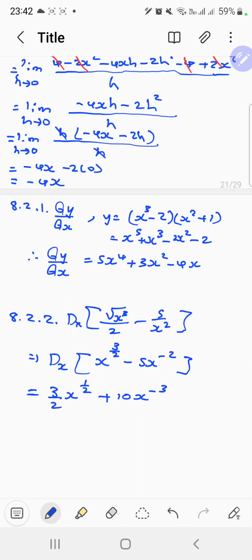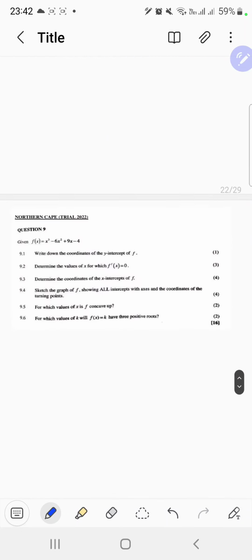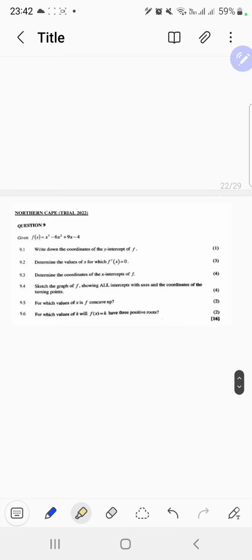Okay guys, these marks are pretty easy. I'm not even going to bother you with where they are. We just want to go.